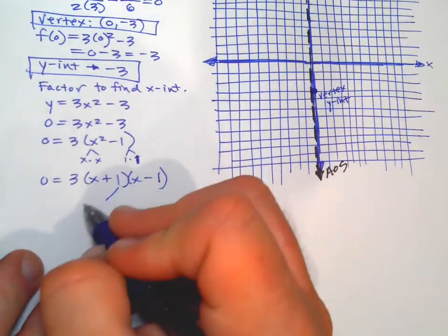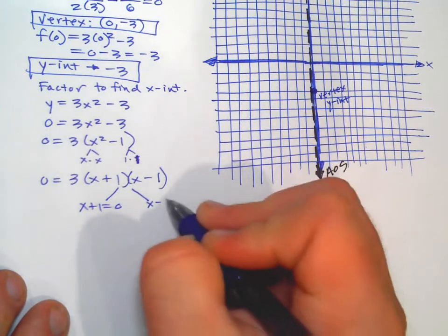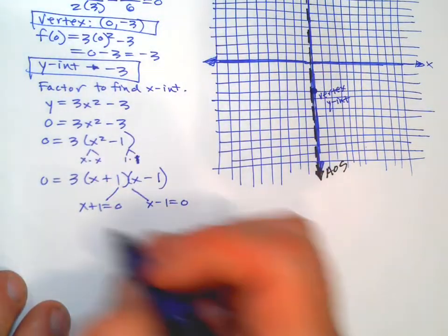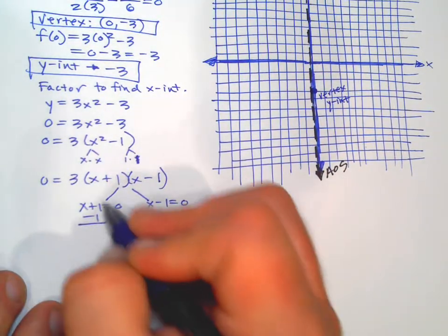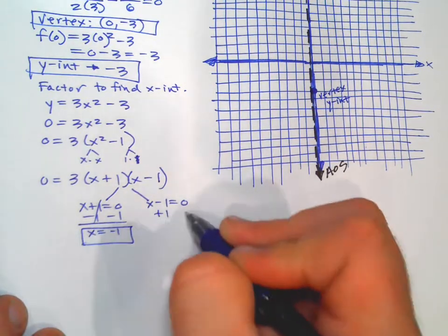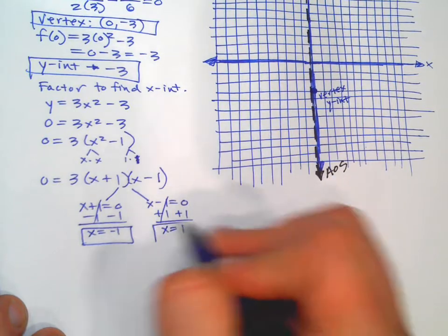So now we set each of these factors equal to 0. That's called the zero product property. And that should make this all go to 0. Should give us our x-intercepts. So you solve each one on their own. You guys should remember doing this. We did it a lot. And you get your two x-intercepts.